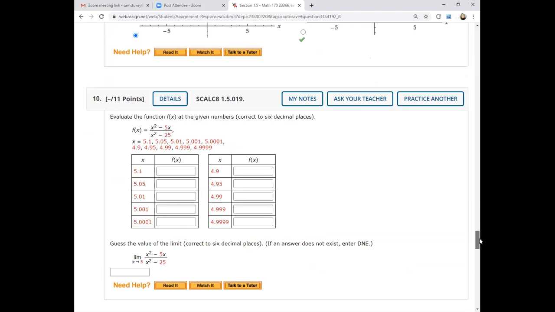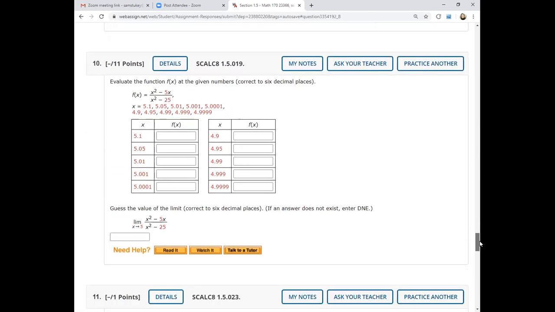Then you have something similar. Okay, this is just plain evaluate the function. So this isn't even find the slope. This is just plug in the function for all the numbers. And then it says estimate the value of the limit at that point.